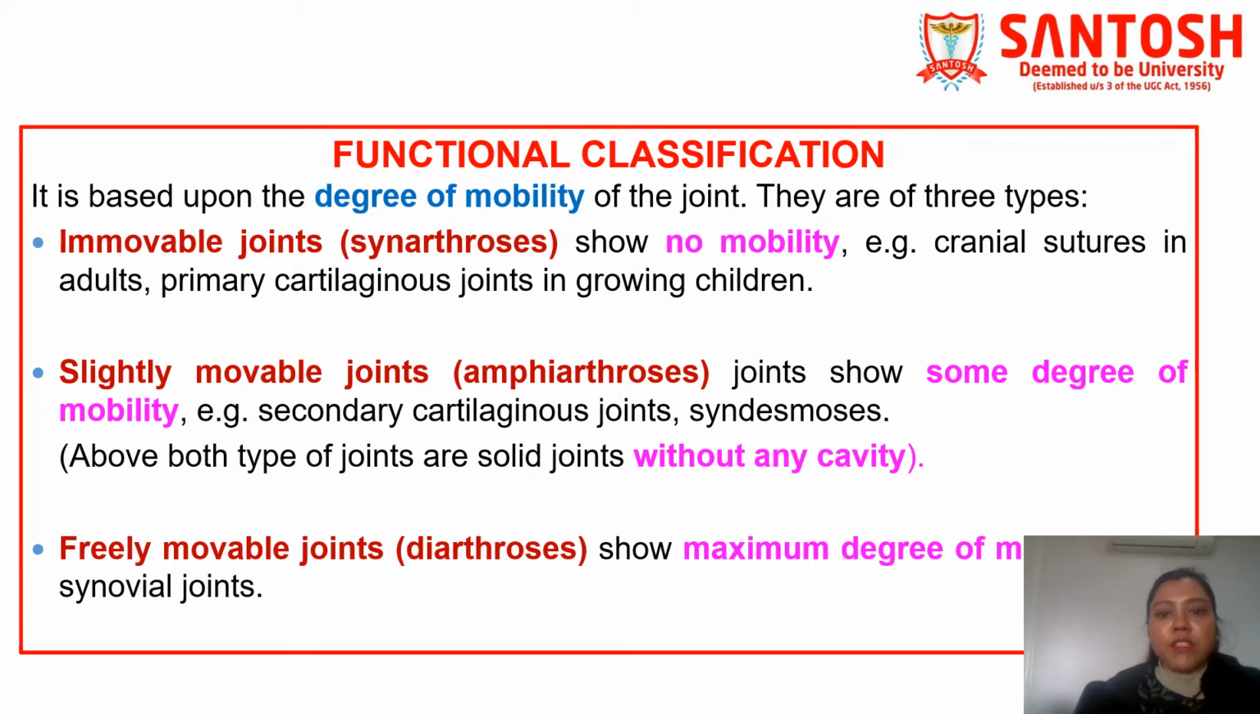Slightly movable joints show some degree of mobility, for example, secondary cartilaginous joints and syndesmosis. The above joints are without any cavity. So the two types, synarthrosis and amphiarthrosis, are without any cavity. Now the third type is the freely movable joints or diarthrosis, which show the maximum degree of mobility.